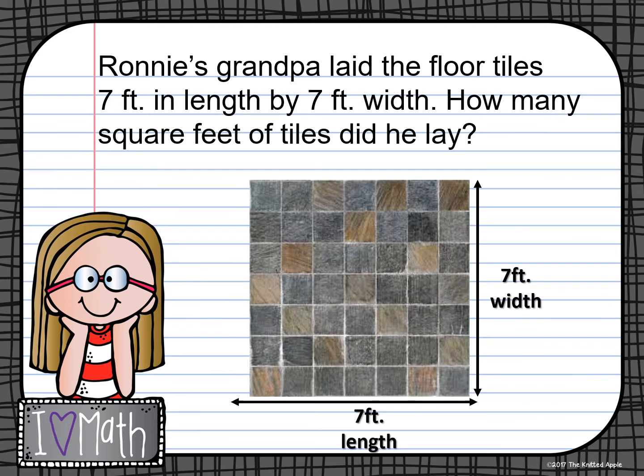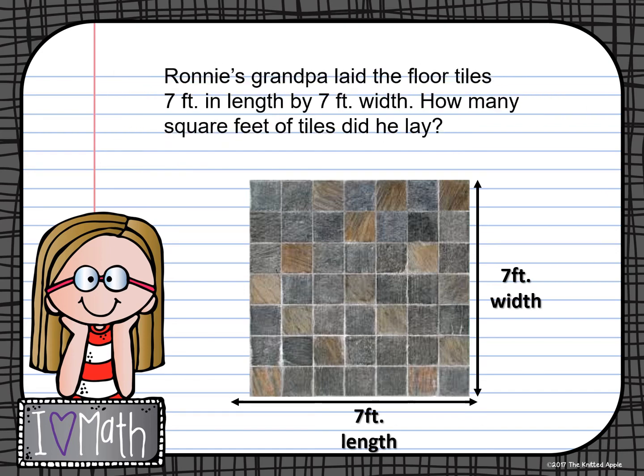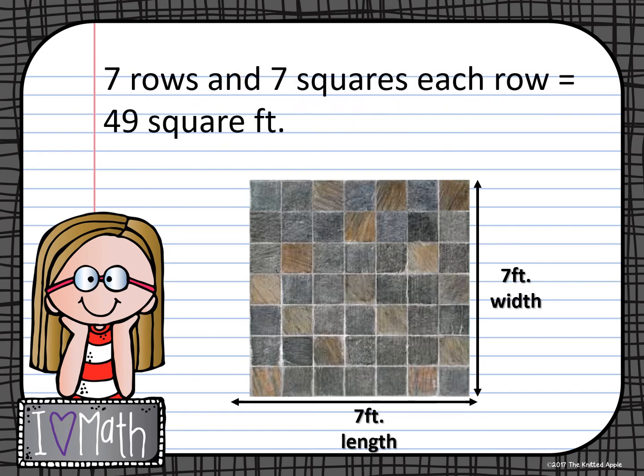Ronnie's grandpa laid the floor tiles in a 7 foot in length by a 7 foot in width. How many square feet of tiles did he lay? So again, if we were to take 7 rows and 7 squares in each row, we would count each of those square tiles and we could find the area.